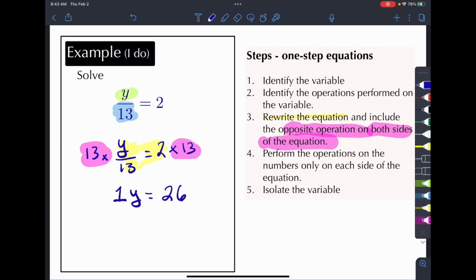And finally, step 5, we isolate the variable. So this is the case where 1 times y is still just y. And we have 26 on the other side. So there we go. y is equal to 26.